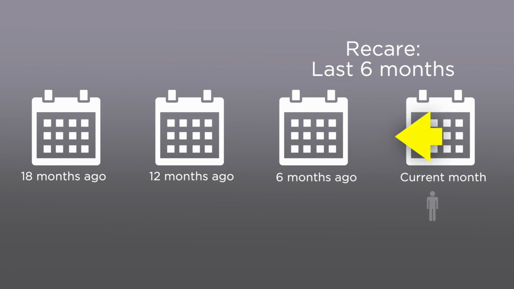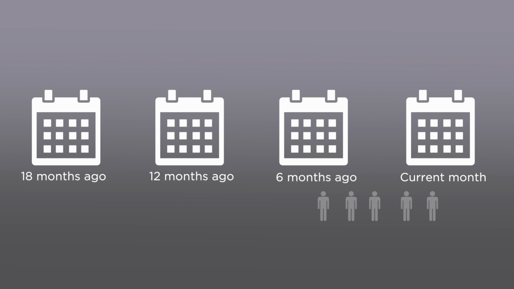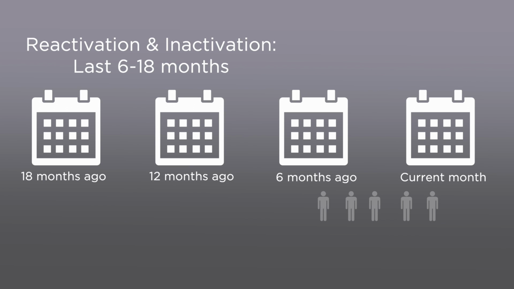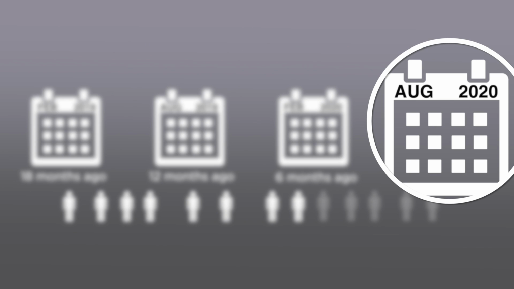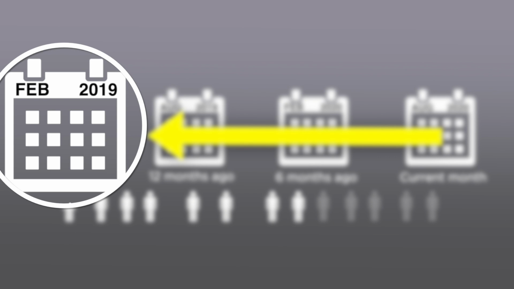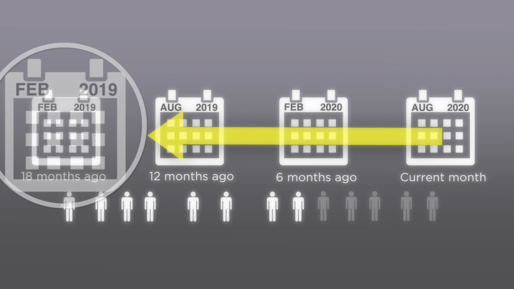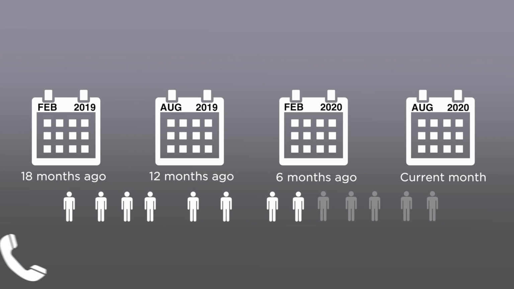Typically, recare calls cover patients not seen in the last 6 months. To work on reactivation and inactivation, you're simply going to set your filter or date range between 6 and 18 months ago. So let's say it's August of 2020. You'll go all the way back a year and 6 months to February 2019 and start looking for patients who haven't been in between 6 and 18 months ago. These are the patients you will want to call.